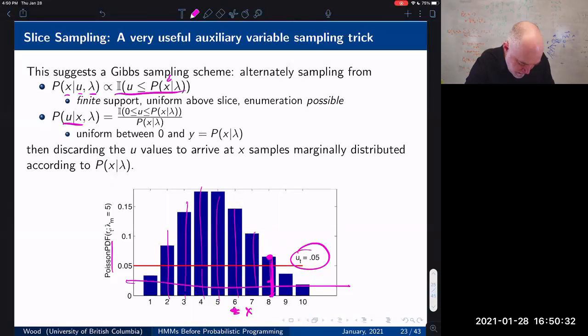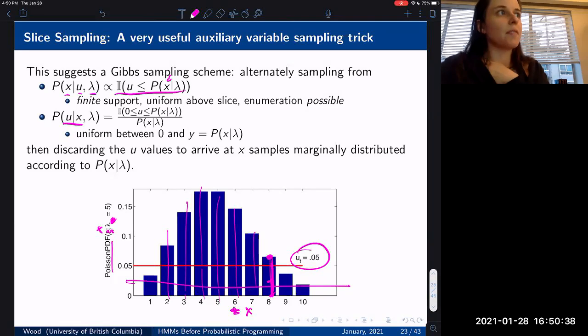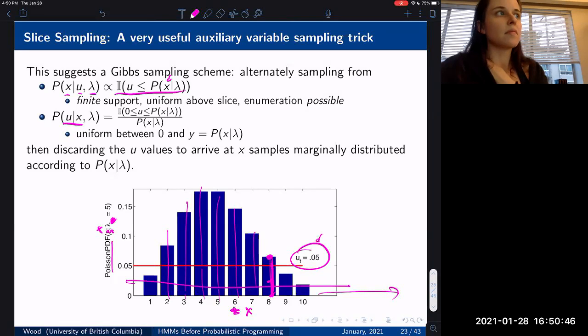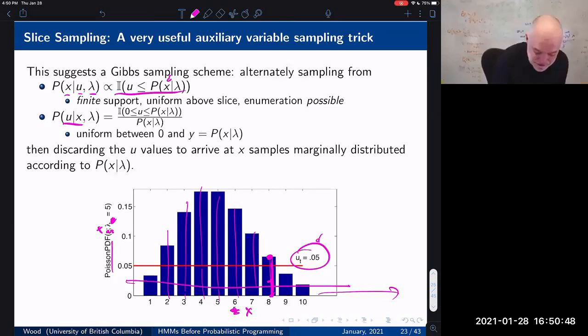So here's the Poisson pdf evaluated at x and lambda equal 5. This goes off to infinity, right? So you can start with a u. You initialize your Gibbs sampling, you start with a slice variable. And I don't know how to say it any other way other than when you go back and stare at it and look at it, right?